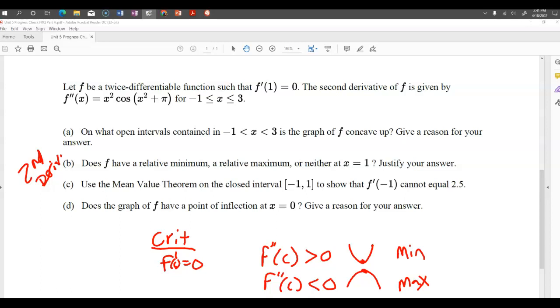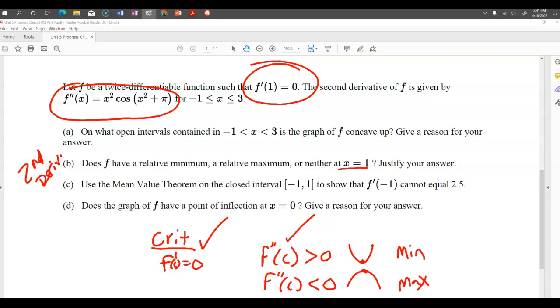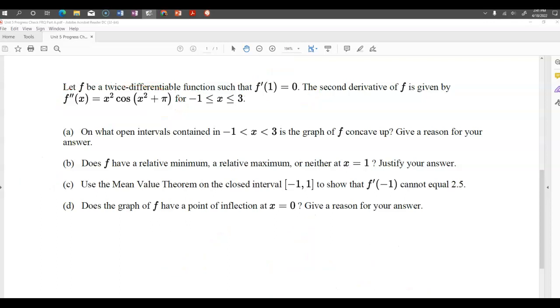Now, I knew I had to use a second derivative test here because they give me the second derivative. They didn't give me the first derivative. Otherwise, I'd probably just use the first derivative test, right? But they do tell me something about the first derivative. They tell me that f prime of 1 equals 0. So that means that 1 is a critical value. So I'm going to plug that critical value into the second derivative, and whether I end up with a positive or negative answer, that will tell me whether or not I have a min or a max. So first of all, let's go ahead and begin the writing.